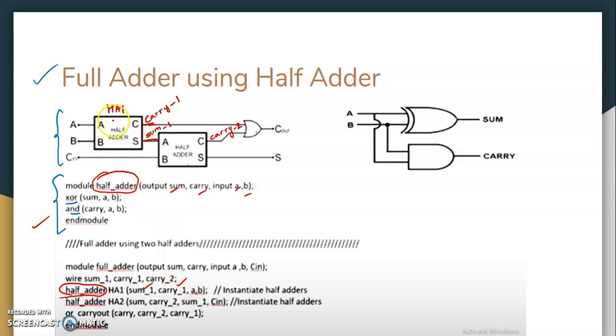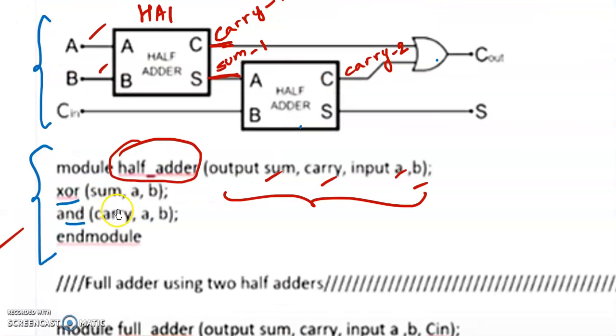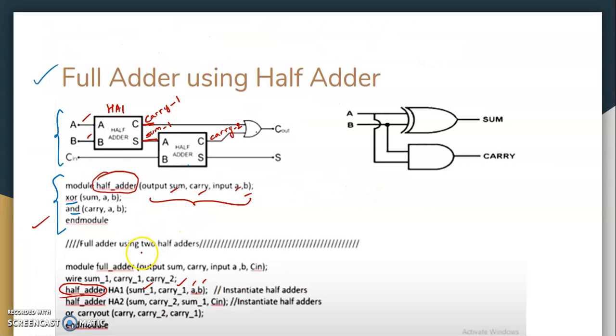What are the inputs to the HA1? A, B. No issues. Okay. So the first half adder I've instantiated. The names are sum1, carry1, A, B, in the order in which I have written it in the original half adder module. Take care. In the order in which I have written it in the original half adder module. Sum, carry, A, B.